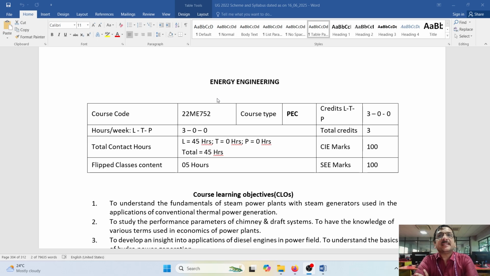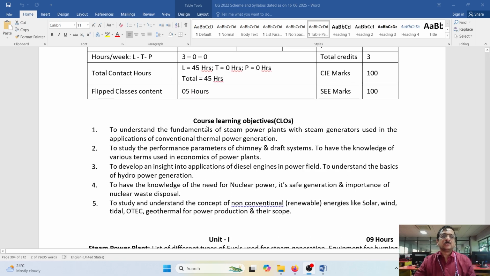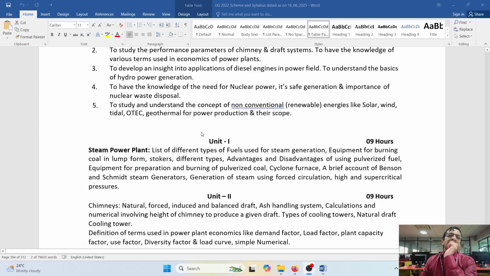Okay, so basically energy is the single source for all the activities. It may be any appliance or any PC or any other; it works on energy or power. So we are dealing with this. In this subject we have 5 units.